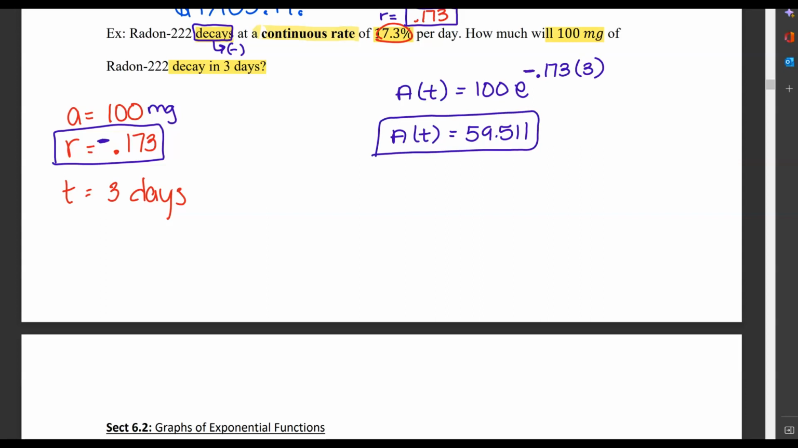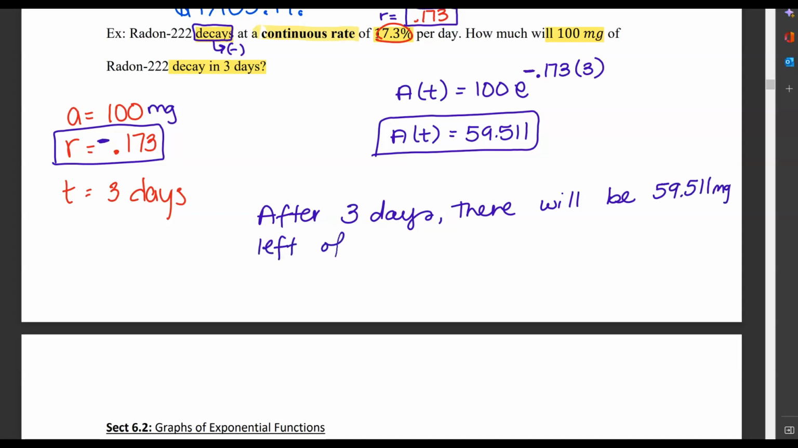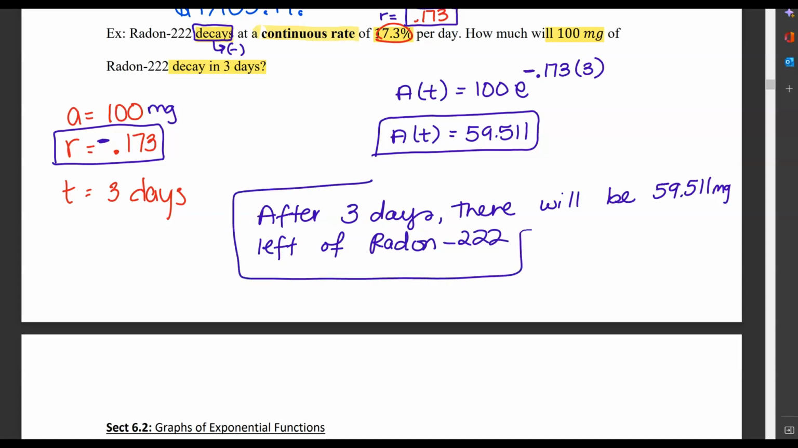So we'll finish this off by saying, it's asking after 3 days. So let's say after 3 days, there will be 59.511 mgs left. Okay, all right, and that's the end of the section.